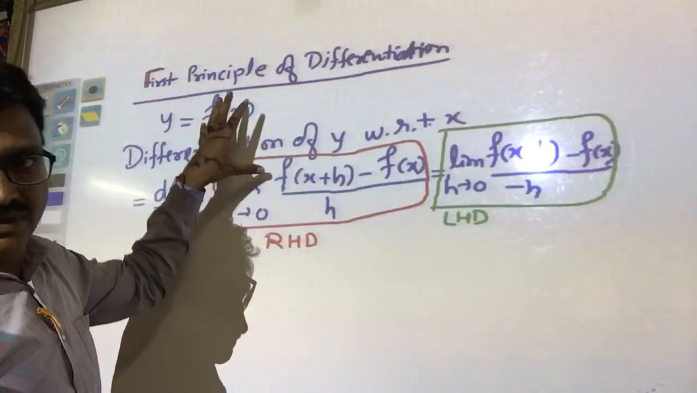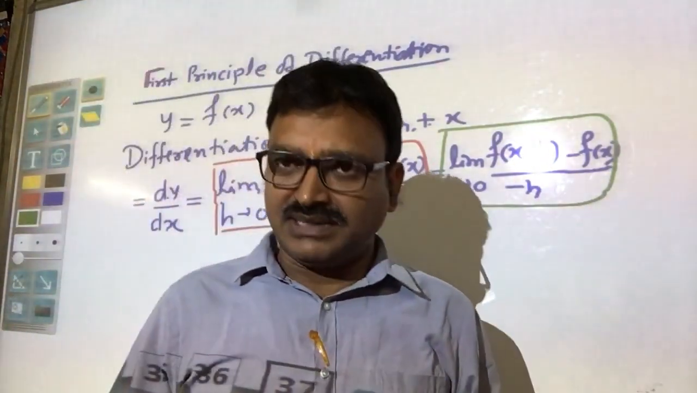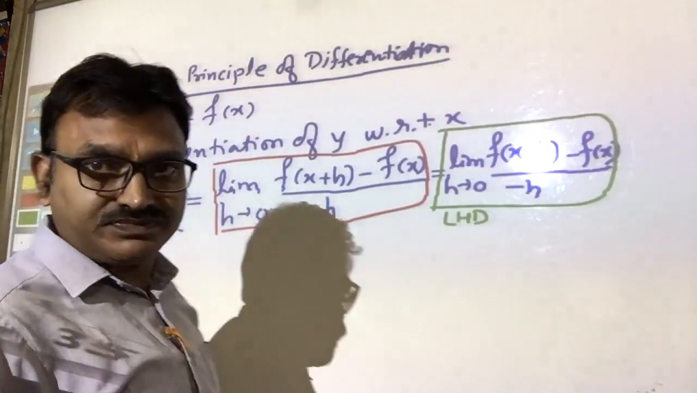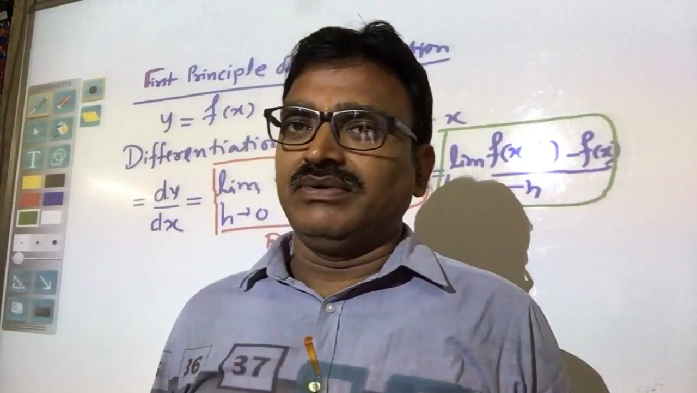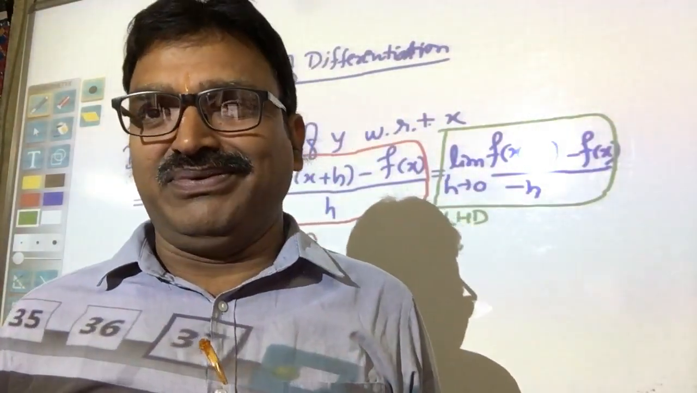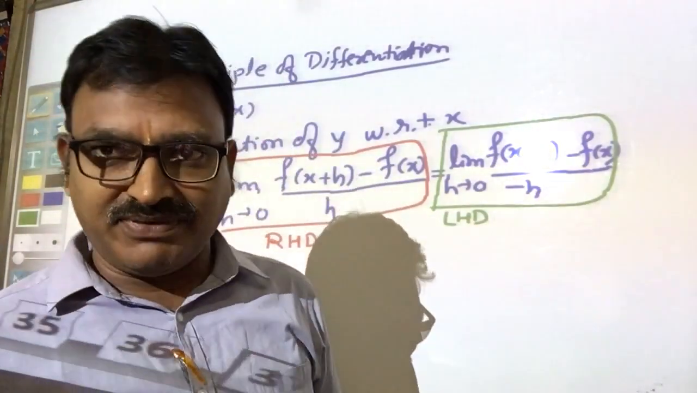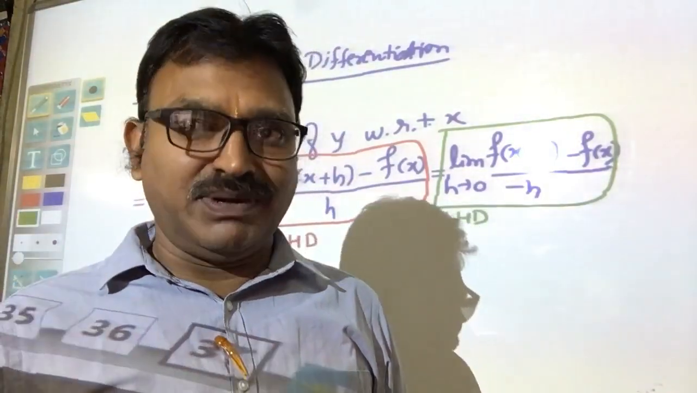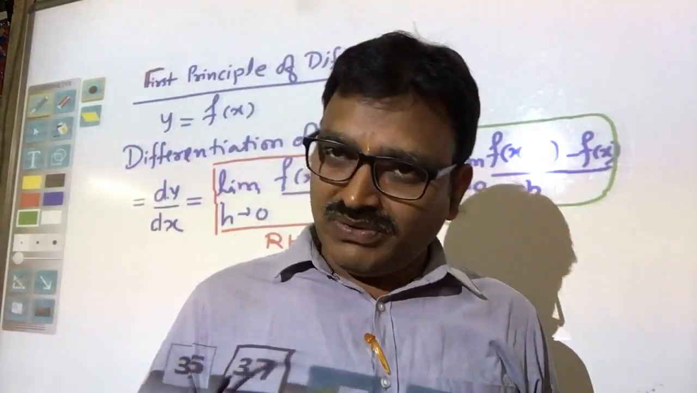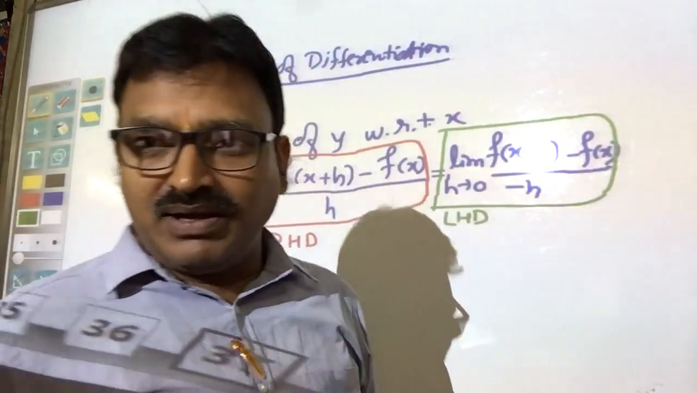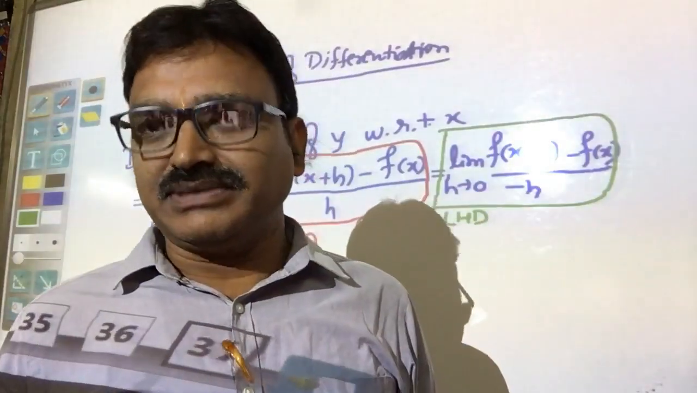This is called the first principle of differentiation, and in this way we found the differentiation of x power n in class 11. So now we have to revise some formulas which we have already derived. Student, if you have not derived them in class 11, then please derive them first: the differentiation of x power n, sin x, cos x, tan x. All these formulas we already remember from class 11.